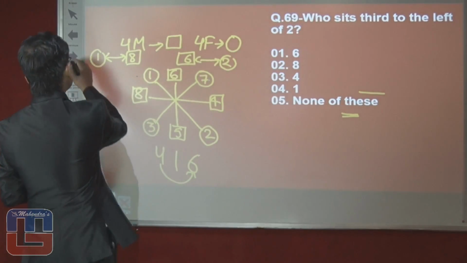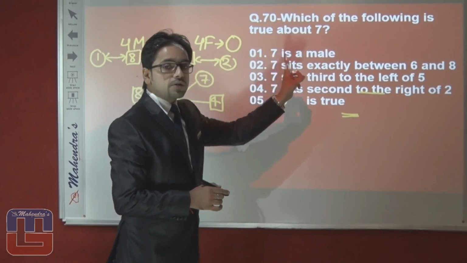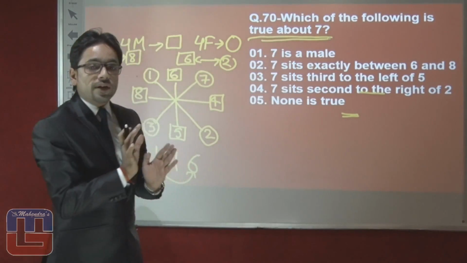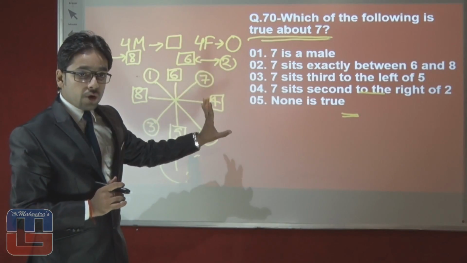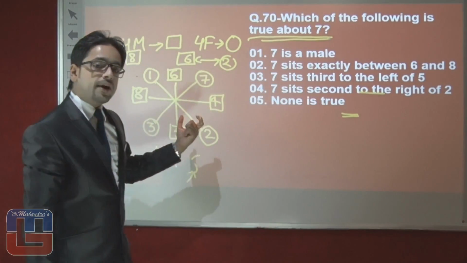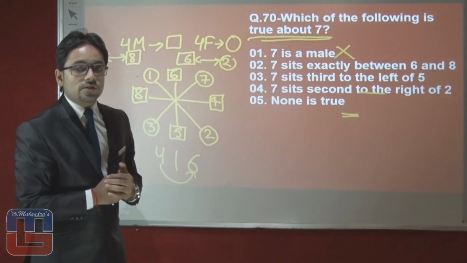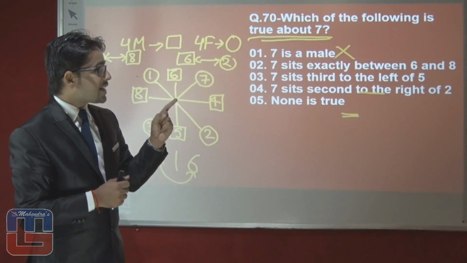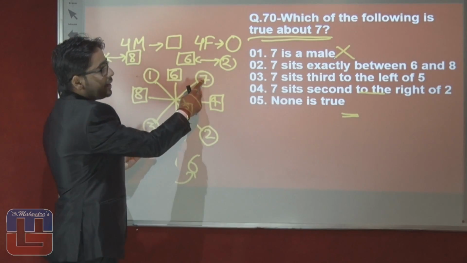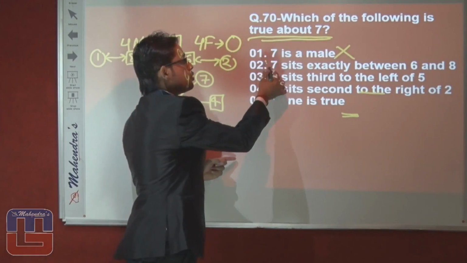Let's proceed towards the last question of this seating arrangement. Which of the following is true about 7? Be careful, we have to identify a true condition about only 7, not anything else. The first option says 7 is a male. We have already covered that 7 is a female, not a male. The second option says 7 sits exactly between 6 and 8. You can see over here, 7 sits exactly between 6 and 4, not 6 and 8. So the second option is also false.